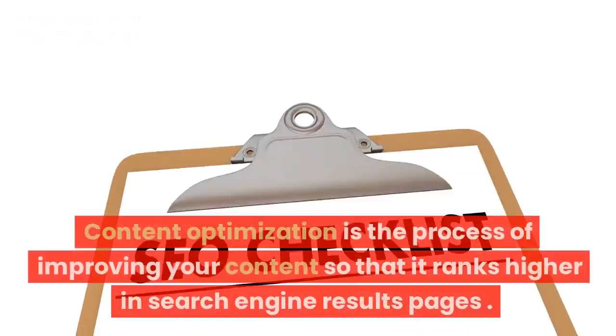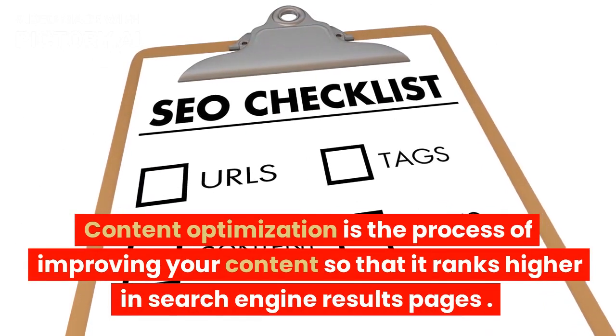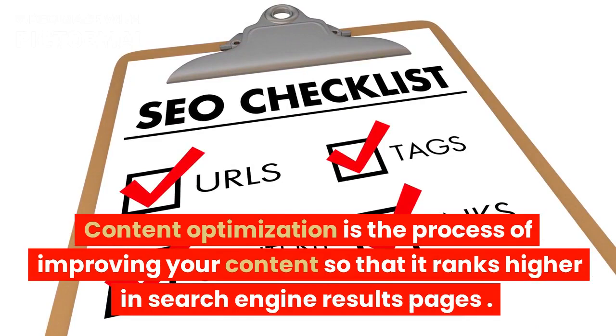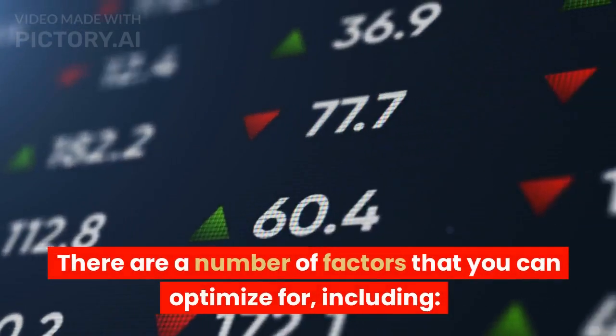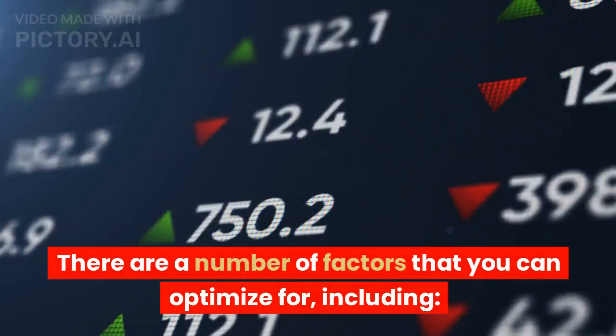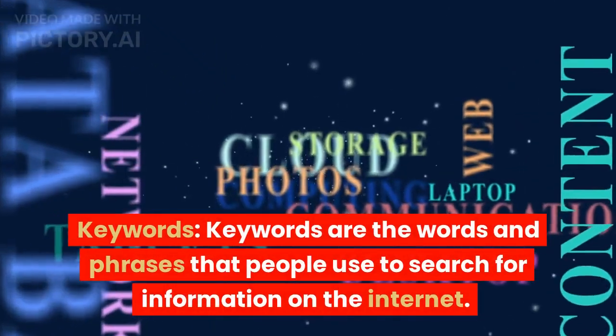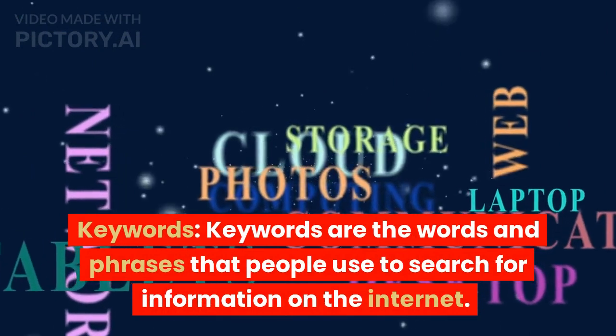Content. Content optimization is the process of improving your content so that it ranks higher in search engine results pages. There are a number of factors that you can optimize for, including keywords. Keywords are the words and phrases that people use to search for information on the internet.